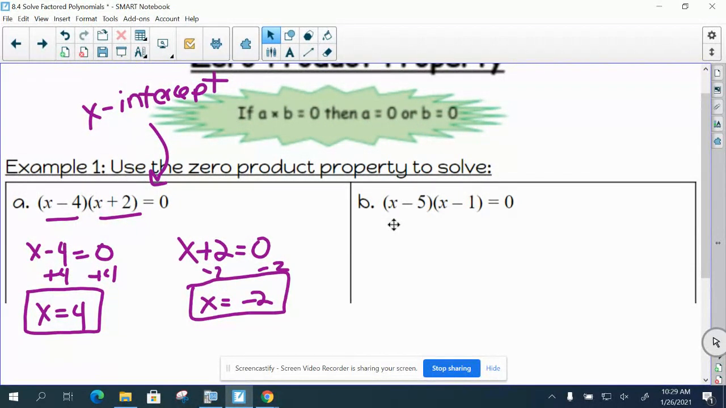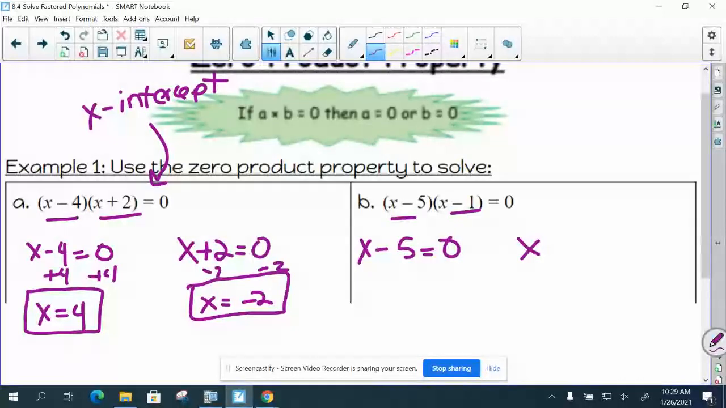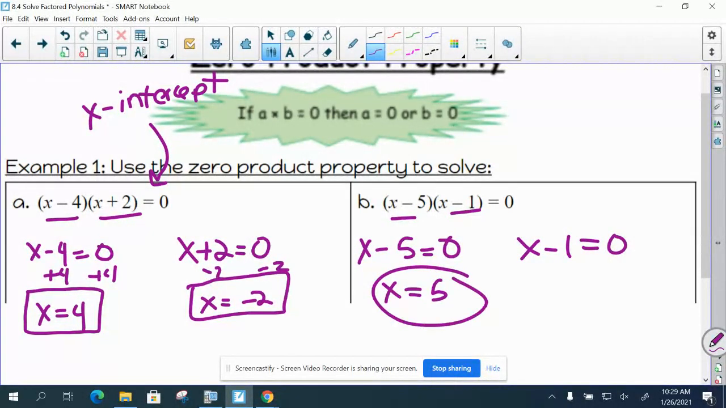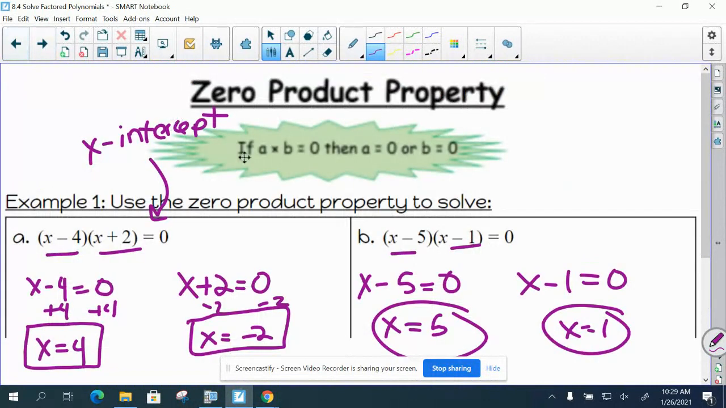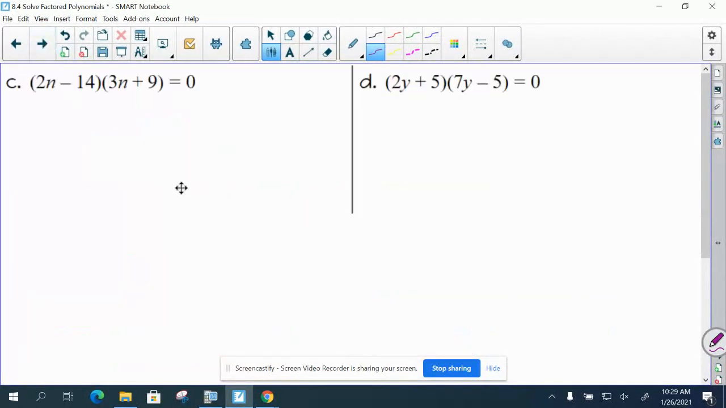All right, so for part B, you would set these two equal to 0. So negative x minus 5 equals 0, and x minus 1 equals 0. Okay, so then you would get x equals negative 5 and x equals 1. So for this one, it would go through the x-intercepts at negative 5 and 1. All right, so now for both of these, we're just going to take each factor and set them equal to 0 and solve for the variable.